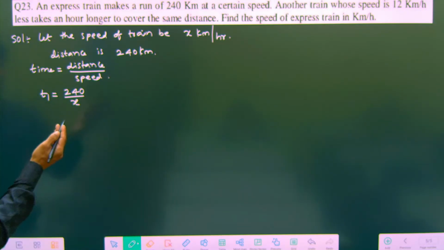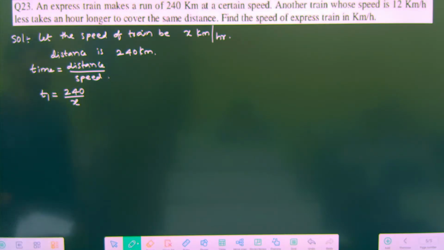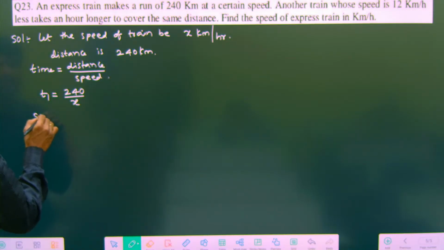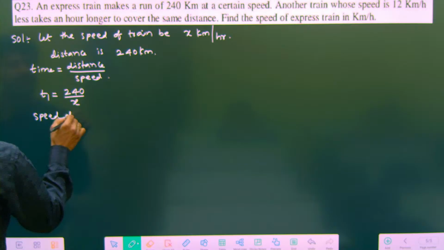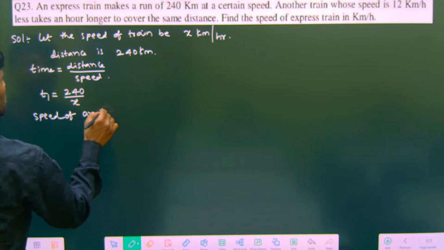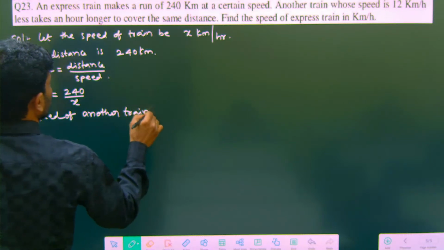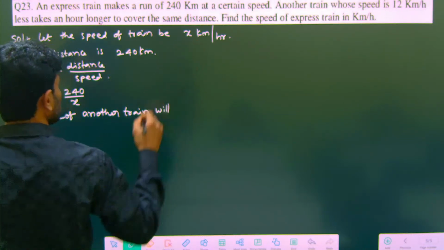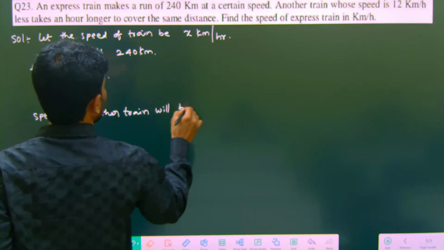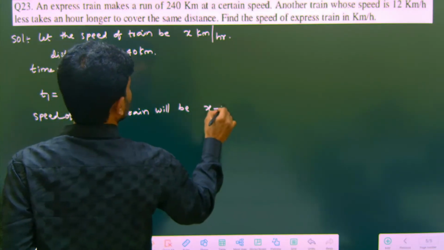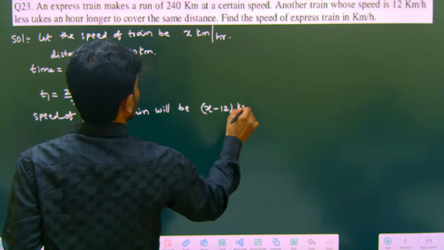Later what happened? Another train whose speed is 12 kilometers per hour less takes an hour longer. So two trains are there. One train is x kilometers per hour, and another train's speed is 12 kilometers per hour less than the first train. So if the first train is x kilometers per hour, the second train is x minus 12 kilometers per hour.